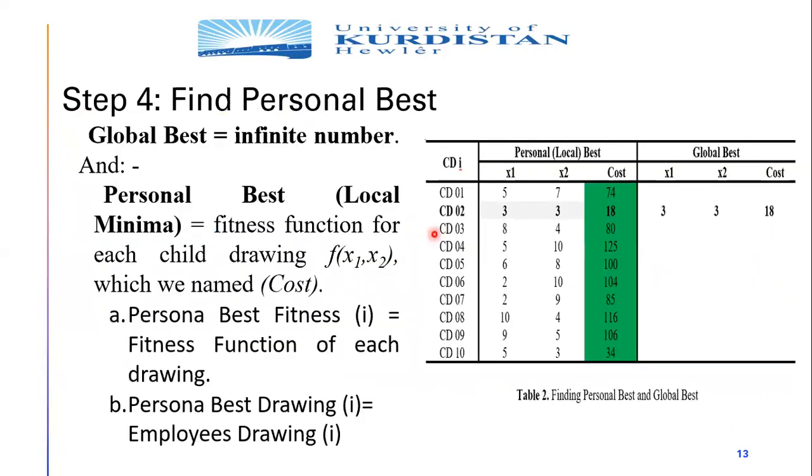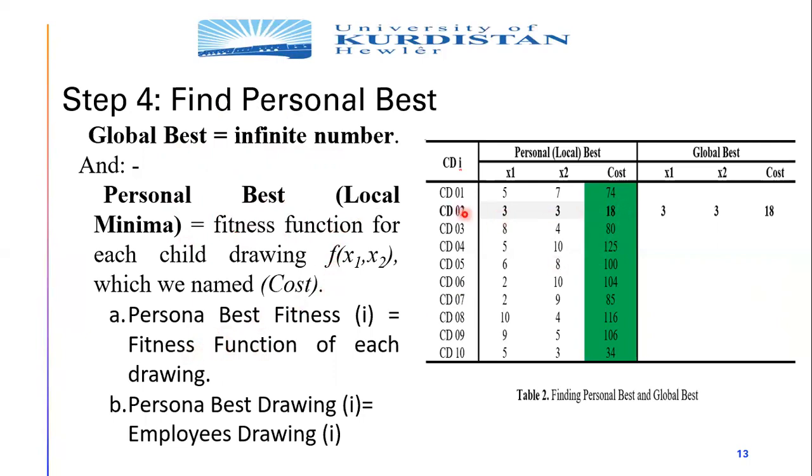Now next, find the personal best, or the best personal, and here we have the global best. The first time, because it's a minimization, we assign the global best to infinity. Because of the minimization, we think that our best is infinity, and personal best, or local minima, equals the fitness function.